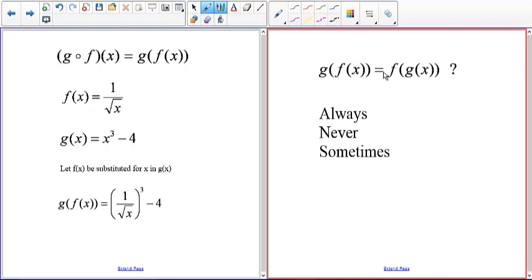Is g of f of x equal to f of g of x? Always, never, sometimes? Obviously, it's not always, because none of these actually have had that case, but could we say never? Well, we can't really say that, but we'll find out. There is a case where sometimes g of f of x and f of g of x are the same. Okay, so that's it for composite functions.